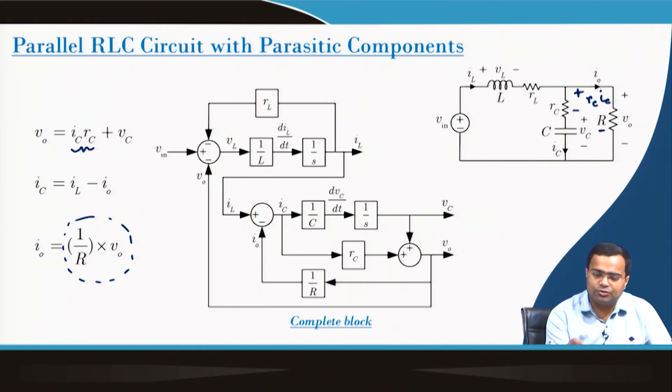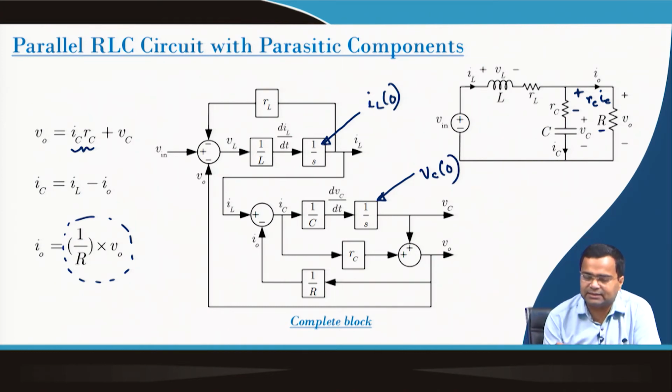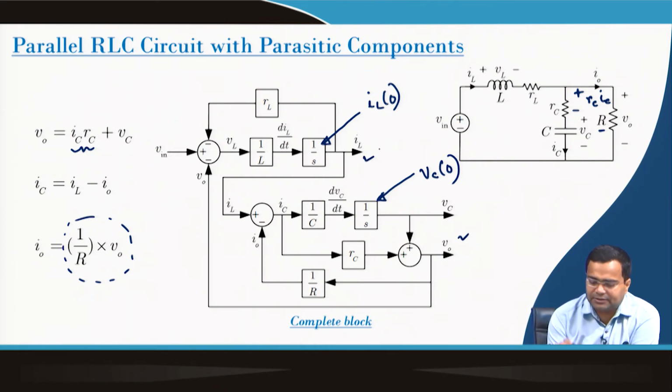The complete block diagram is shown here. We know this block corresponds to the inductor, and this is the initial value of the inductor current. This corresponds to the initial value of the capacitor voltage, and by this block we can get very easily the output voltage, inductor current, capacitor voltage, everything.